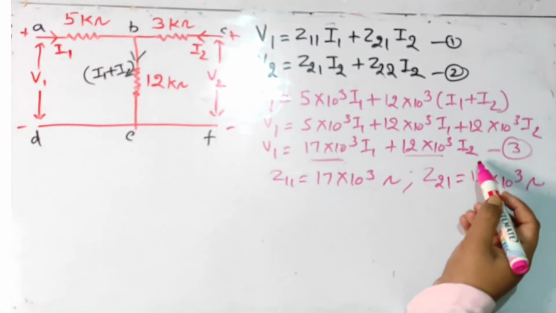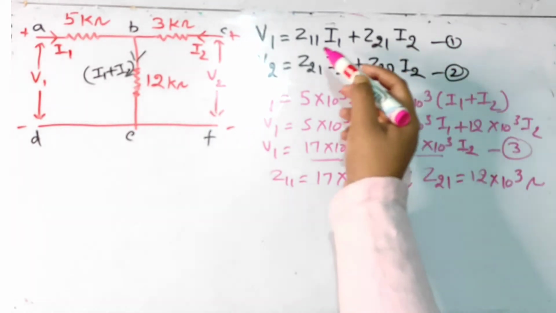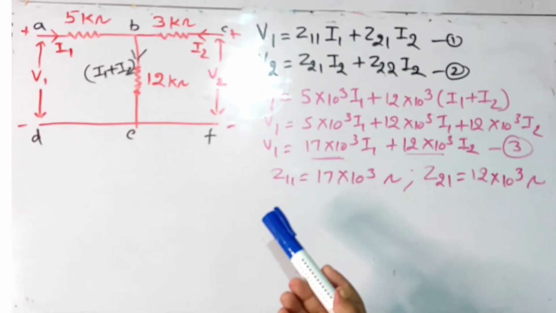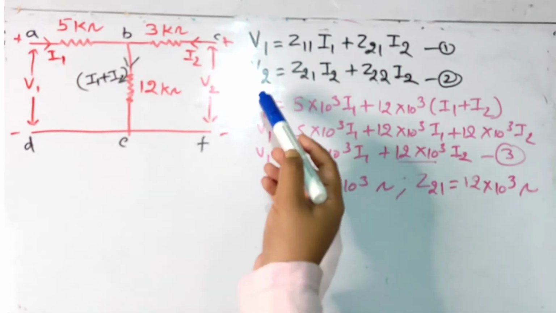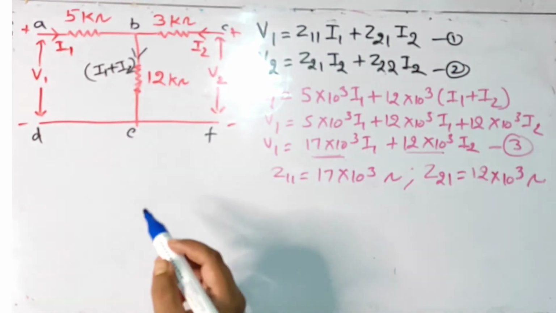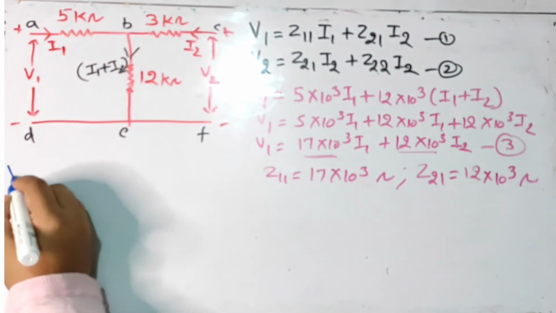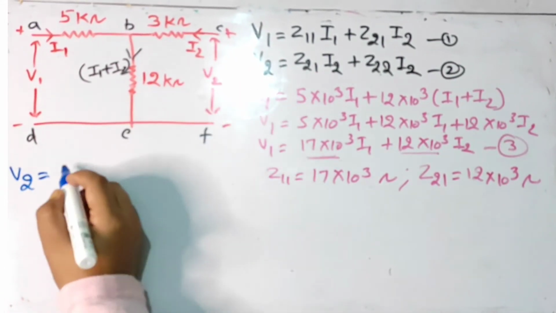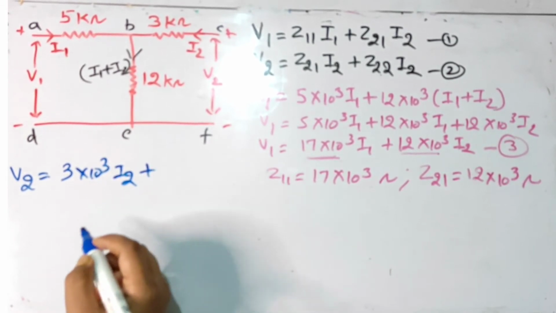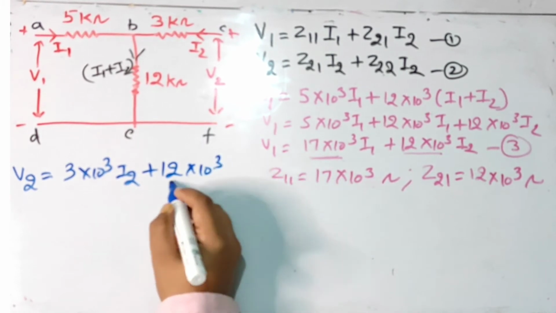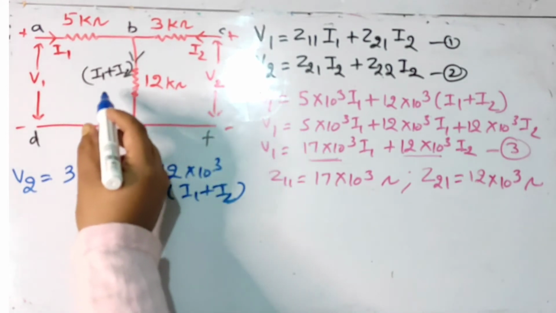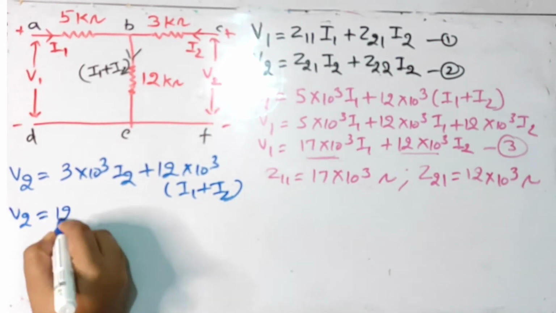Because we framed the equation 3 similar to equation 1, where we have V1 in LHS and I1, I2 in RHS. In the similar fashion, we'll try to find an equation similar to equation 2. So this time we'll take the loop C, B, E, F. So the equation will be like 3 kilo ohm multiplied by I2 plus 12 kilo ohm multiplied by I1 plus I2. This 12 kilo ohm multiplied by I1 plus I2.